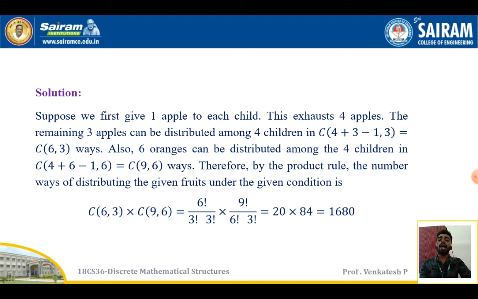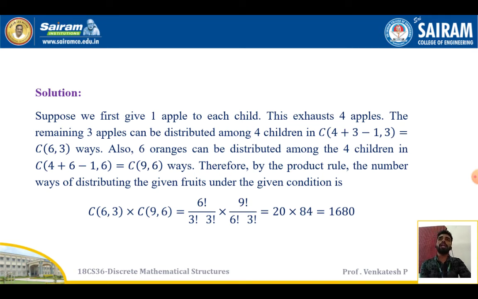Next, I should distribute the 6 oranges among the 4 children again. So here I will be choosing r is equal to 6 and n is equal to 4. So I will be getting combination of 4 plus 6 minus 1 comma 6, which is equal to combination of 9 comma 6 ways.